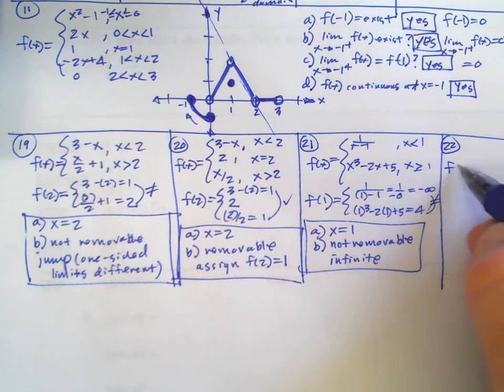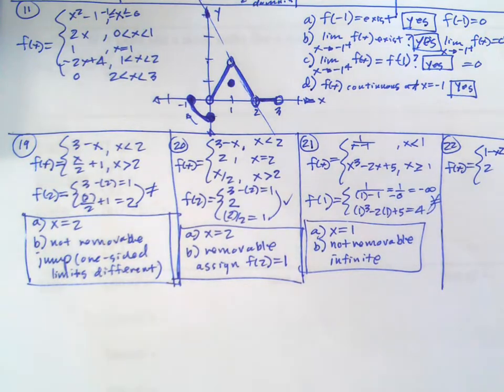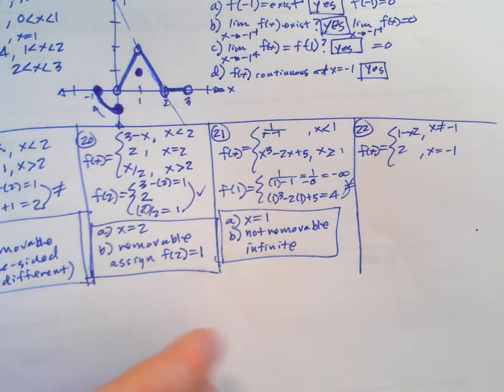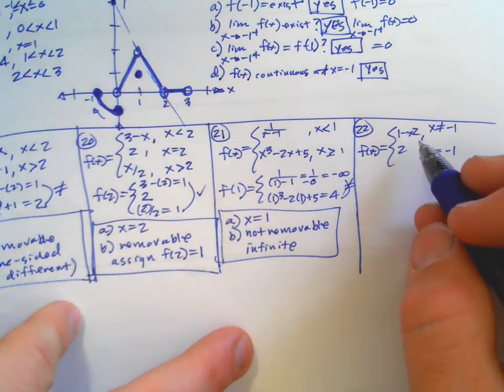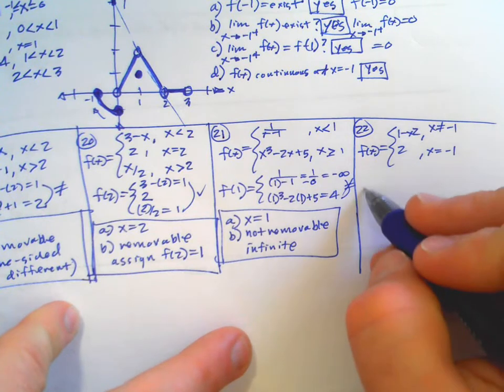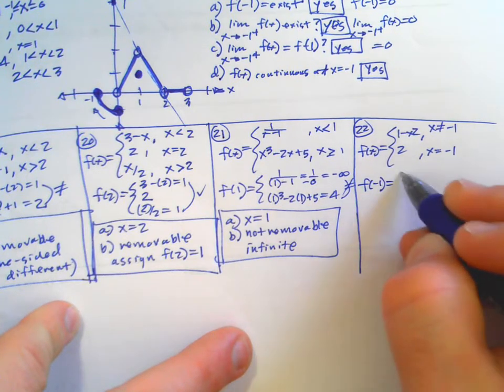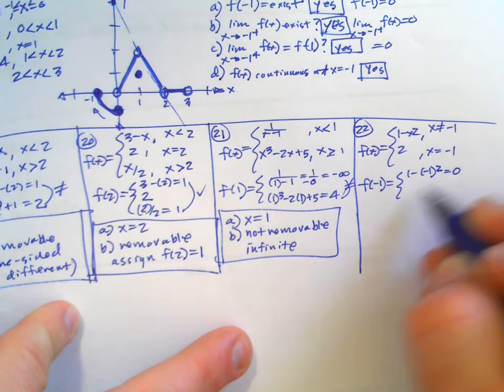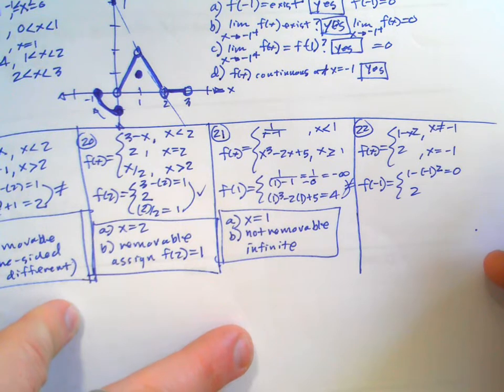22, f of x equals 1 minus x squared, and 2, and x doesn't equal negative 1, and x equals negative 1. So this one's an interesting piecewise. It's defined everywhere as a parabola shifted up, upside down. But then at negative 1, it just has a different value. So we could illustrate what's happening and say, well, on the parabola, it would be 0. But then at x equals negative 1, it's 2.